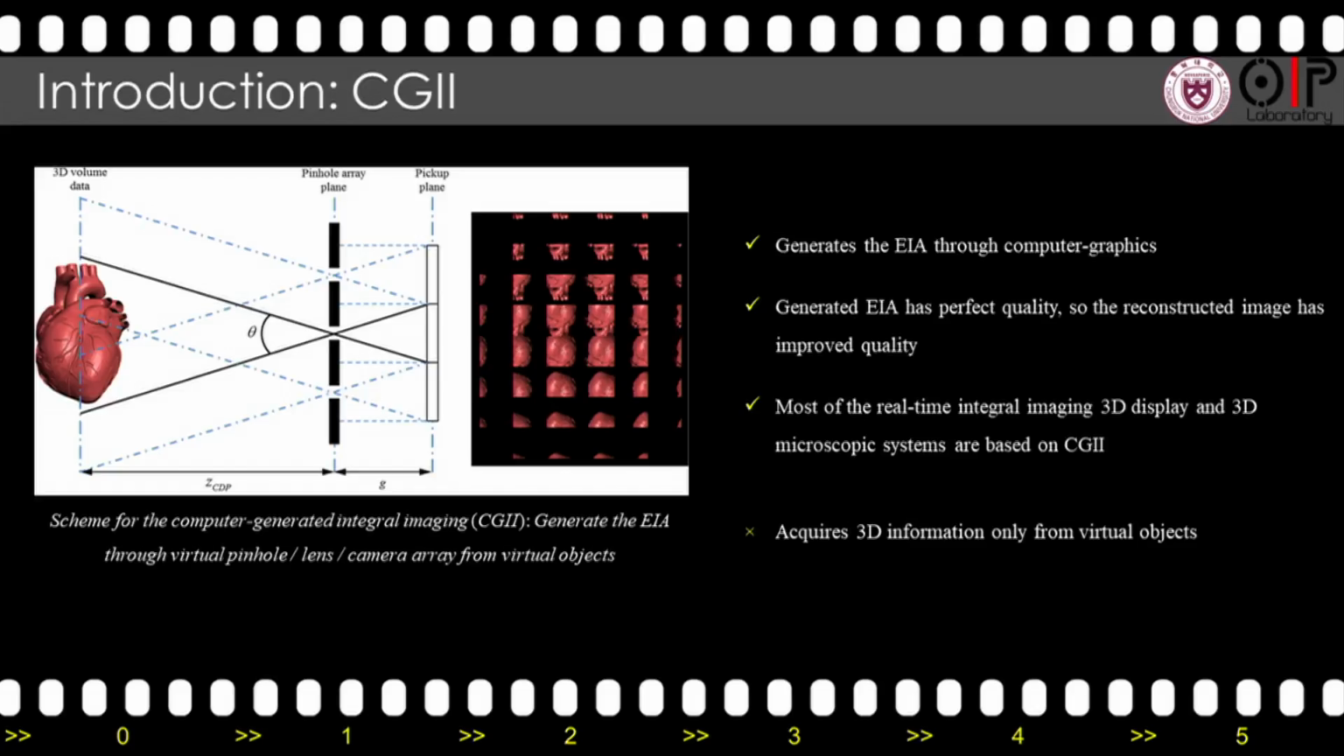But the issue of this scheme is that three-dimensional information can only be acquired from a virtual object that doesn't exist in the real world. So it's necessary to find how to acquire the three-dimensional information of a real object through the computer-generated integral imaging scheme.